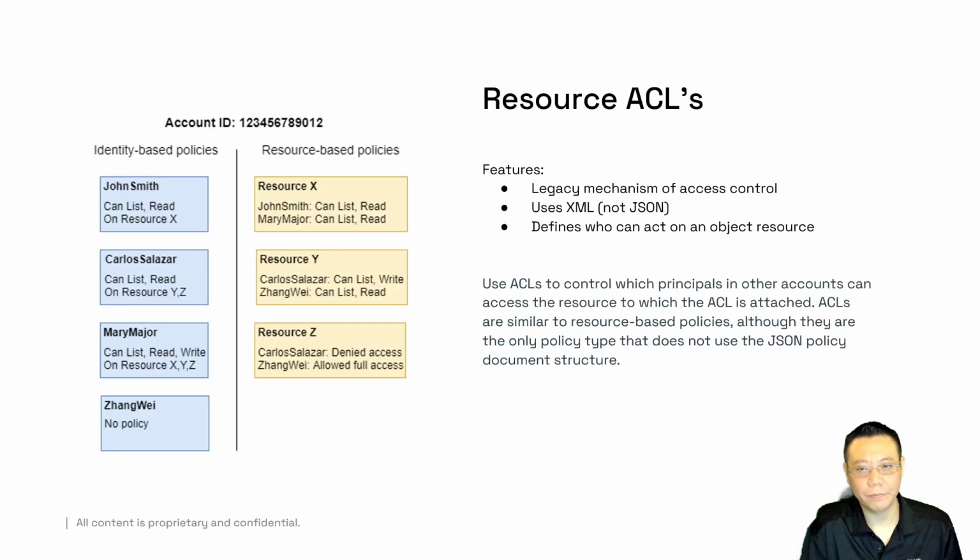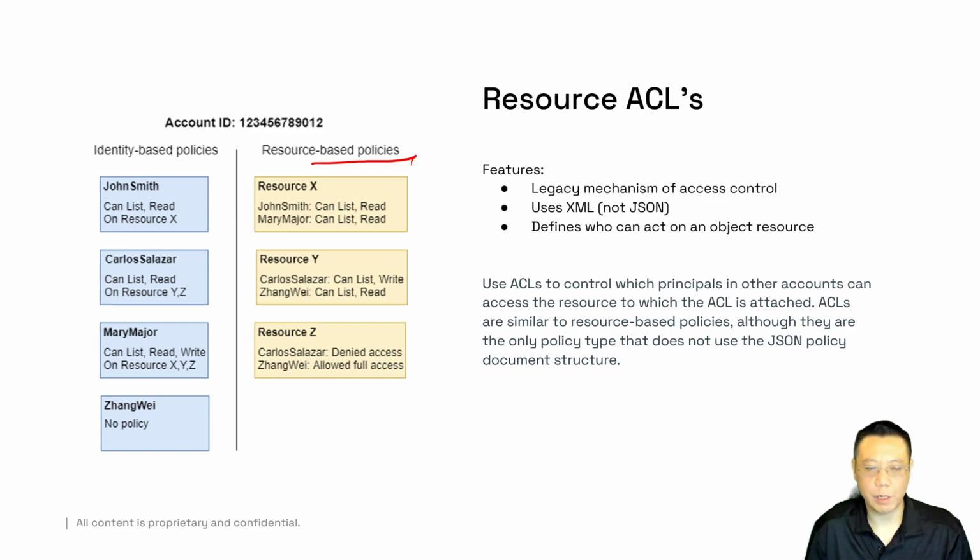Let's move onward. So some of these services also have the capability of resource ACLs. These are considered legacy mechanisms, okay? And they've been replaced by resource-based policies. So think of resource-based policies as the non-deprecated version of an ACL. Now, ACL means access control list.